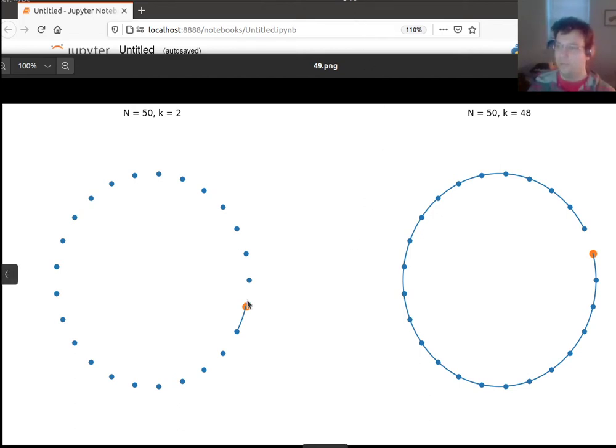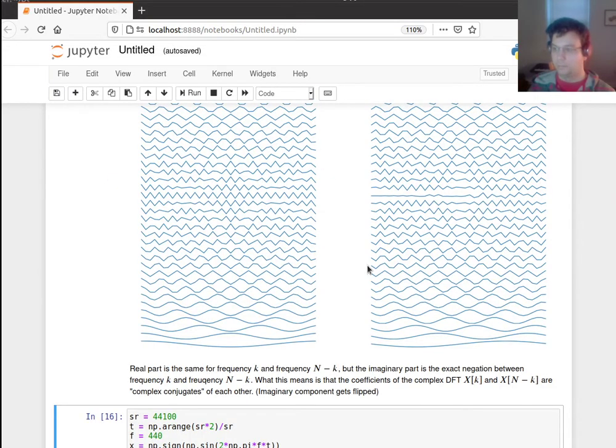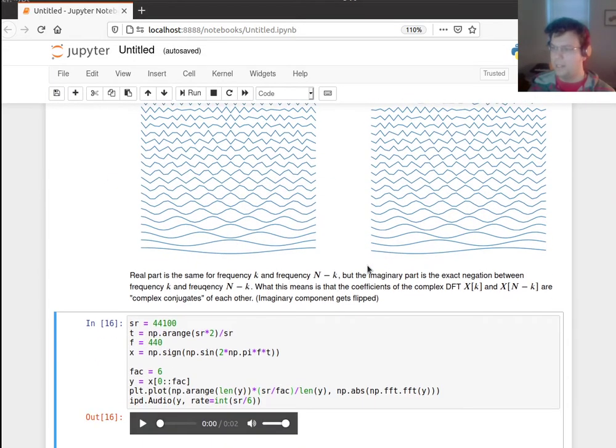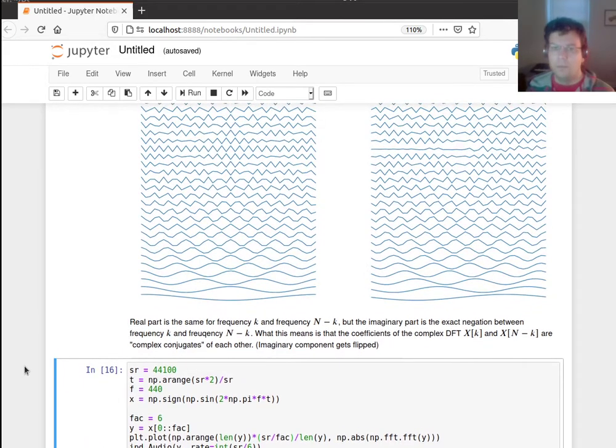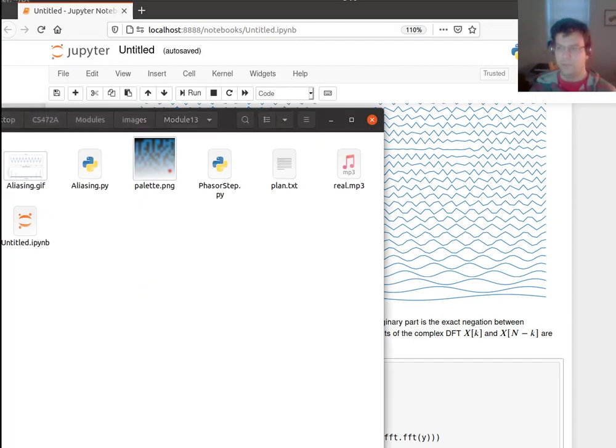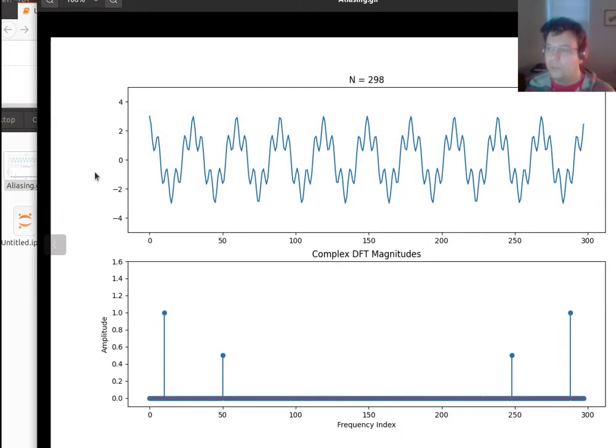So more generally, this is the relationship between these pairs of conjugate frequencies in the complex DFT. But we can have this happen really for any frequency if we have a signal and we capture it with samples. So let me show you something.